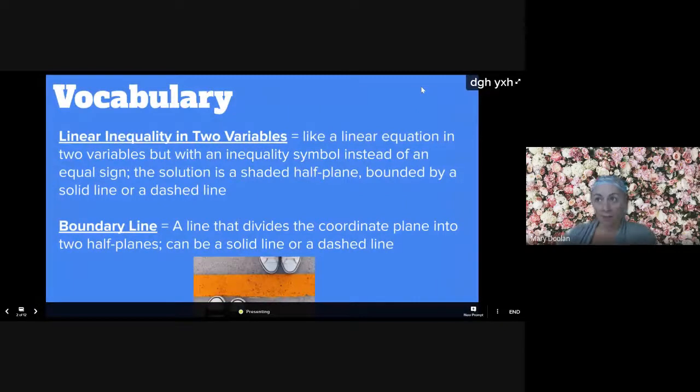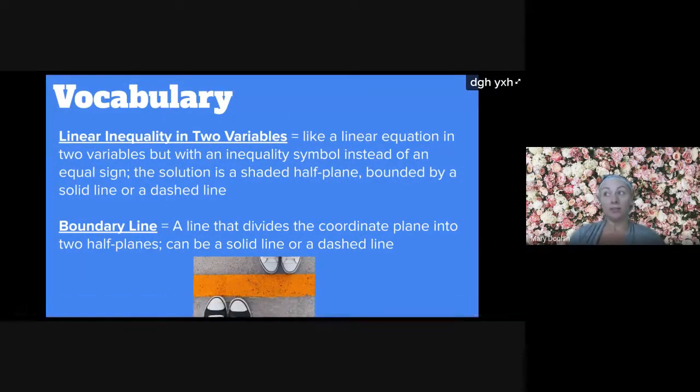Some vocab: a linear inequality in two variables is like a linear equation in two variables, but we have an inequality symbol instead of an equal sign, and our solution is a shaded half plane bounded by a solid line or a dashed line. So that's different. The symbol's different. We're shading half the picture, and sometimes our line is dashed.